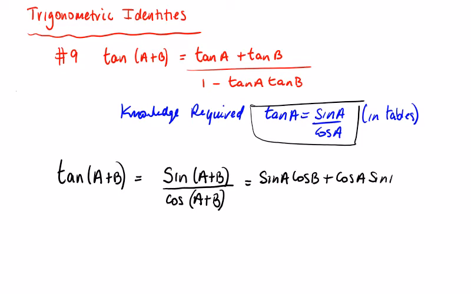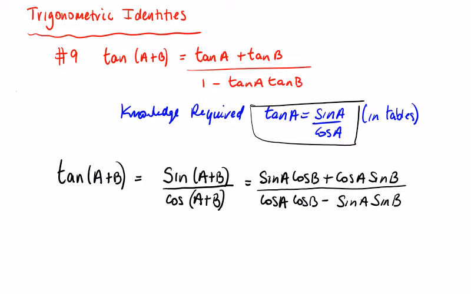This is not something you try and remember in the tables because they're all so similar. You definitely need to go to the tables to get these identities. And that's the cos of A plus B is the cos A cos B minus sine A sine B.